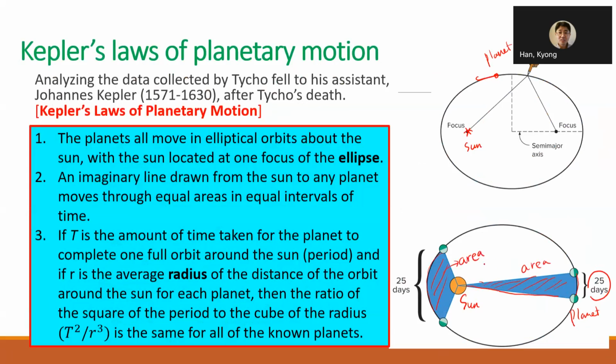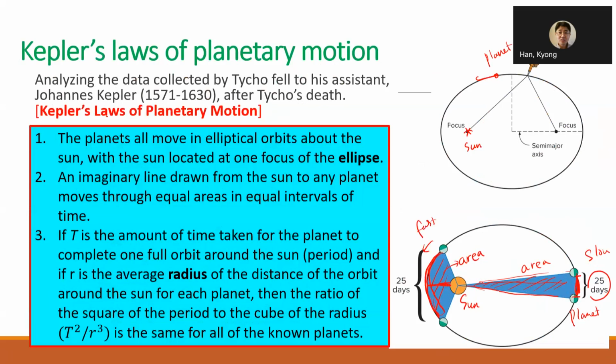The areas are the same. This looks like a triangle, but here the height is really big while the base is small. In this case the base is really long but the height is small. This is a very big distance, which means very fast moving, while this is slow moving. In the same number of days, this is a short distance and this is a long distance. So this is slow and this will be fast.